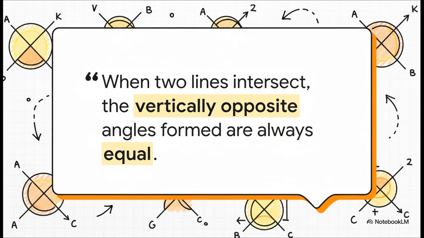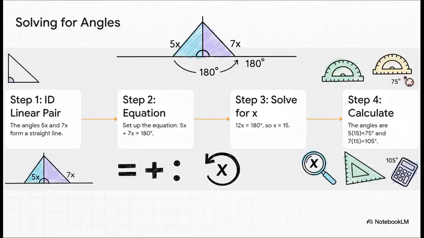They're equal. Seriously, burn this into your brain. It's a massive shortcut. And here's a perfect example of how we can actually use this stuff. See those two angles, 5x and 7x? They're sitting on a straight line, right? So we know they're a linear pair, which means they have to add up to 180.